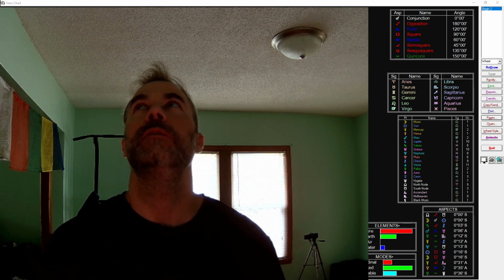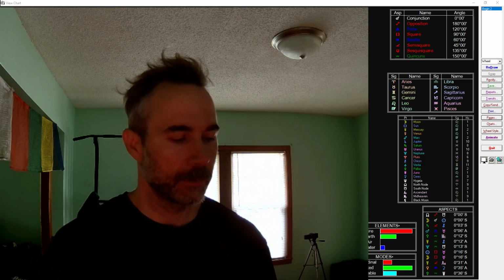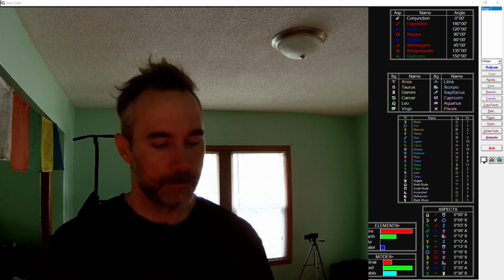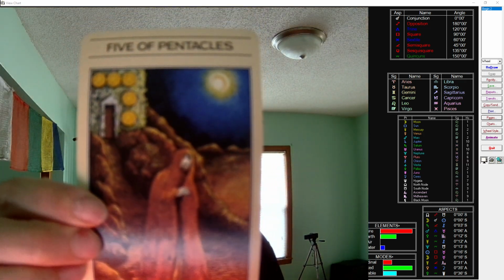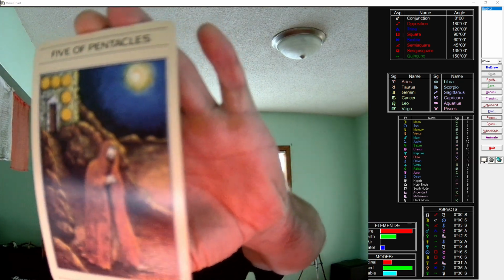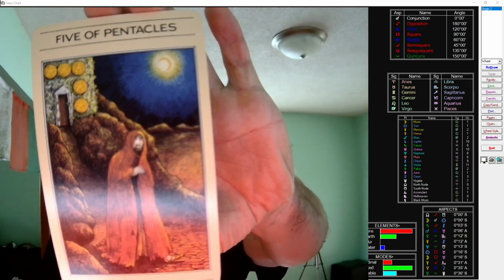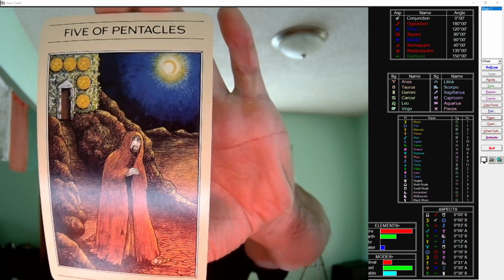All right, I think we're getting there. Okay, I can hear that one. First card out. How apropos, you know, for these times. Venus retrograde in your sign. 5 of Pentacles.